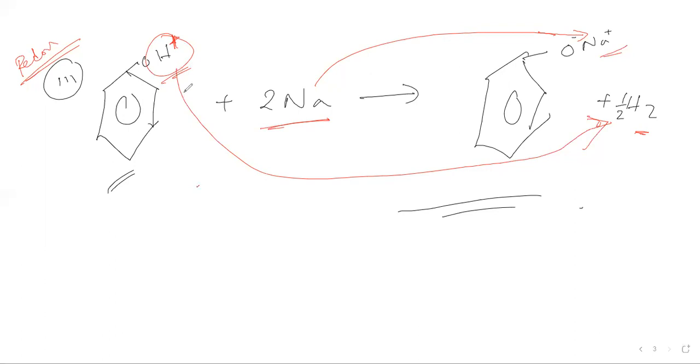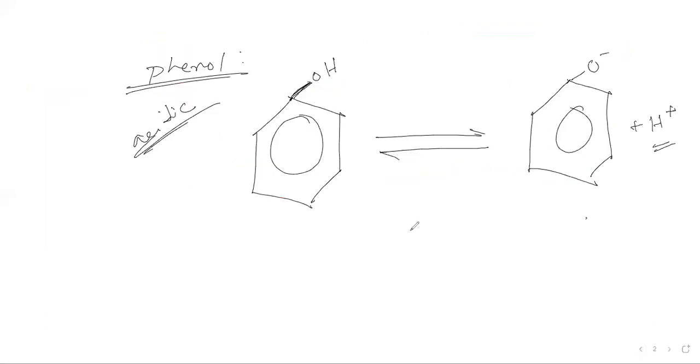So what is happening? Reduction is gain of electron, or decrease in oxidation number, and oxidation is increase in oxidation number or loss of electron. That is, both reduction and oxidation are occurring in the same reaction. So this reaction is a redox reaction. Okay, so now let's come to the phenol's property.